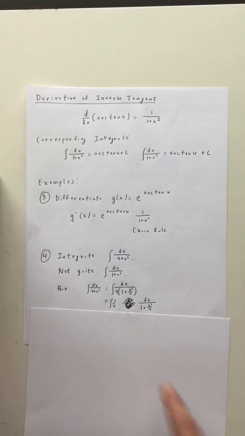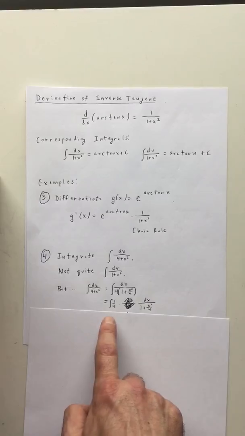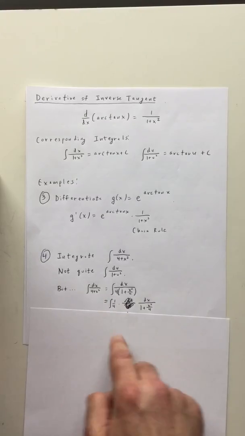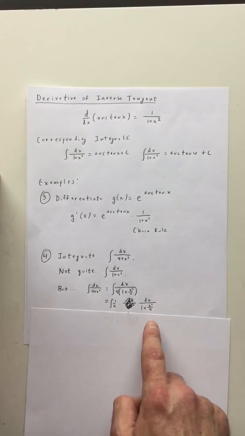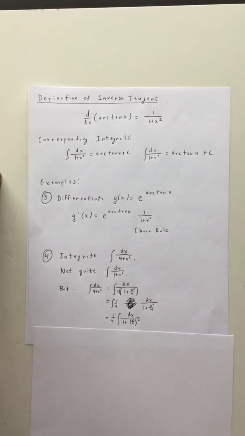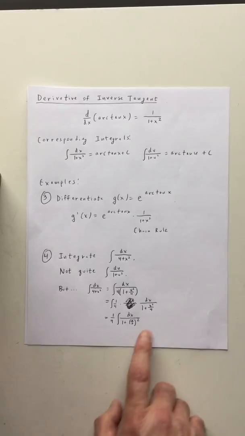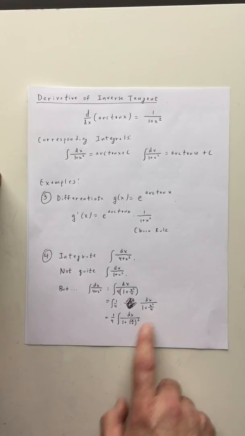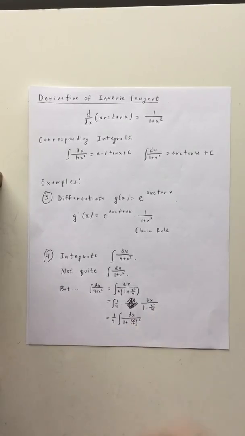So now the 4 in the denominator we can pull out as a 1/4. So this is the integral of 1/4 dx over 1 plus x squared over 4. I've just rewritten this. Now I pull the 1/4 out front as a constant, and I notice that this x squared over 4, I can rewrite as x over 2, the quantity squared.